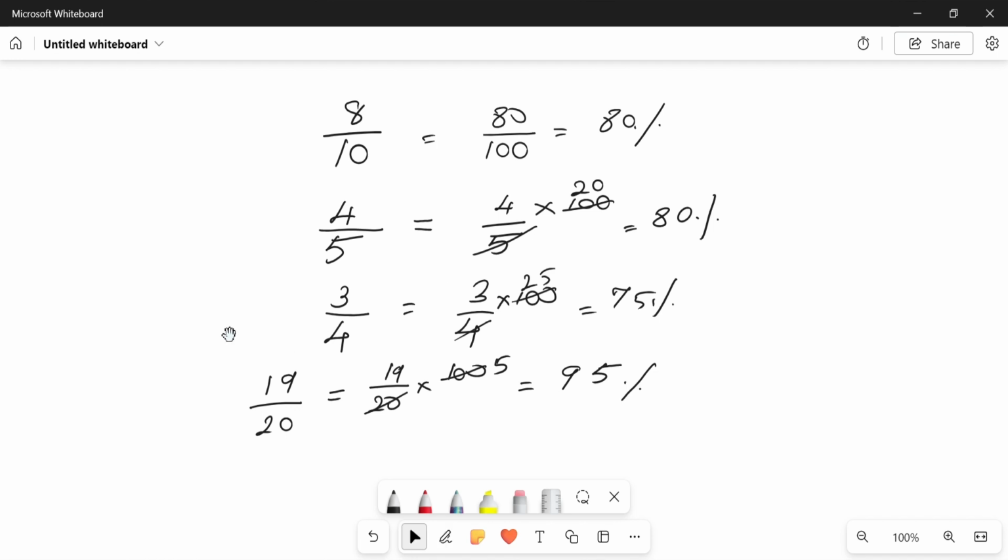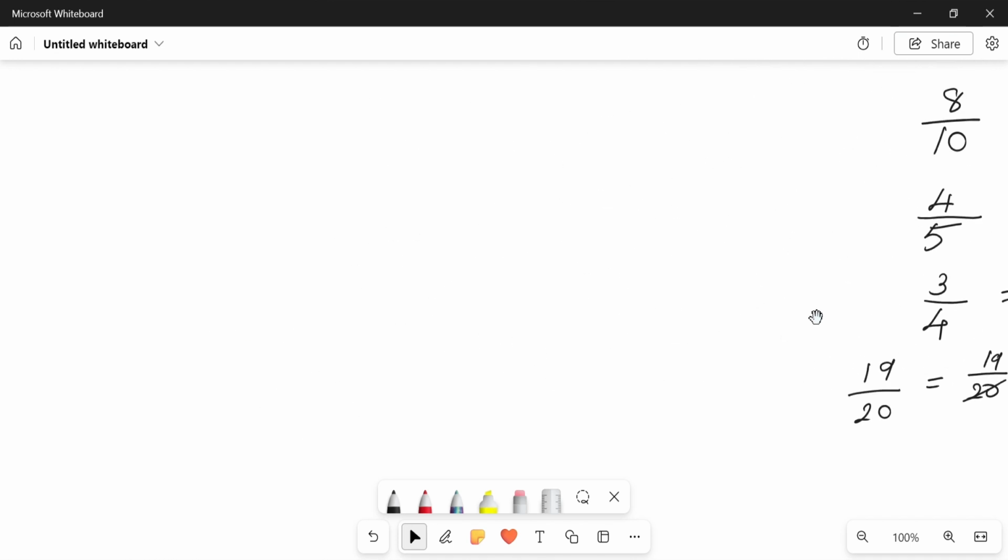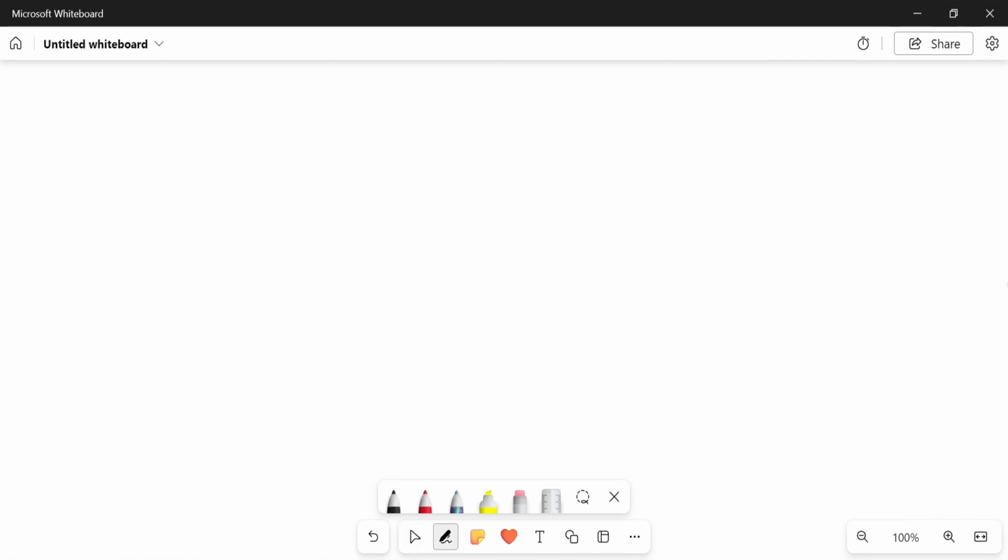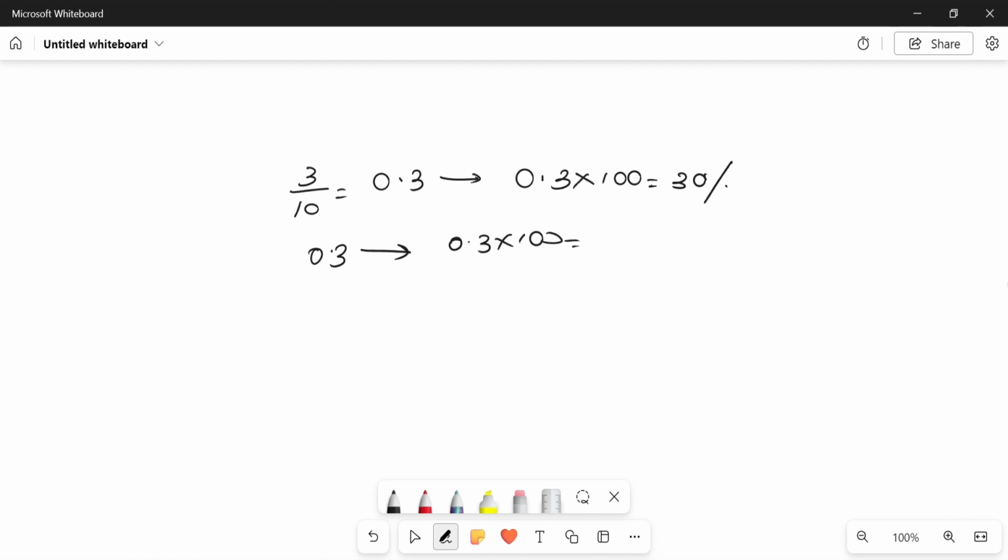Now, let us see a decimal. You know, a decimal number is also a fraction. Now, for example, 3 out of 10 is 0.3. So, this also you can tell in percentage. 0.3 into 100 is 30. So, 30%. So, 0.3 also you can convert by multiplying 100. You can turn the 0.3 into percentage. 0.3 into 100 is 30%.